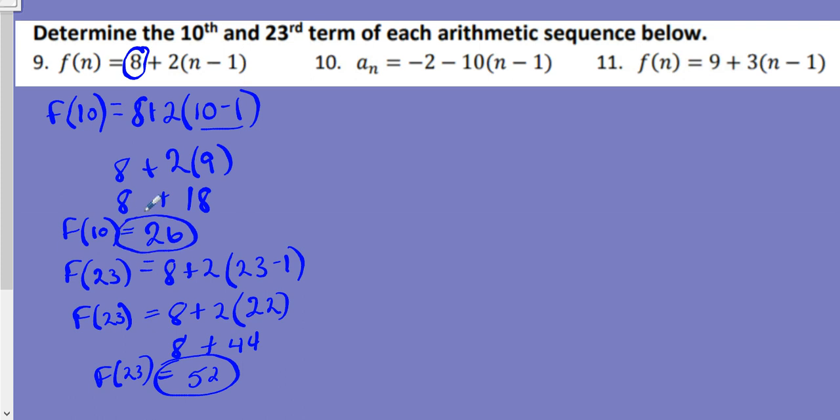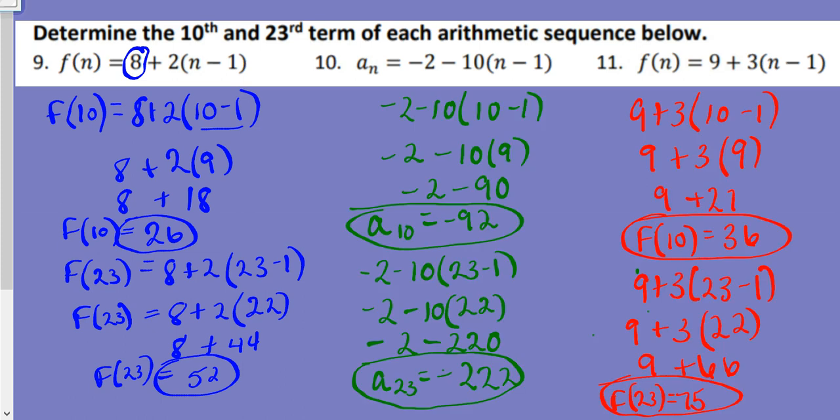So if you will pause the video, go ahead and try number 10 and 11 for yourself, and you can turn back on to check. Okay, so for number 10, the 10th term would be negative 92, and the 23rd term, negative 222. For number 11, the 10th term would be 36, and the 23rd term would be 75. You're welcome to pause and check further as you need.